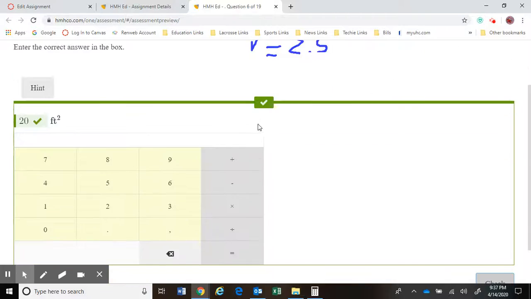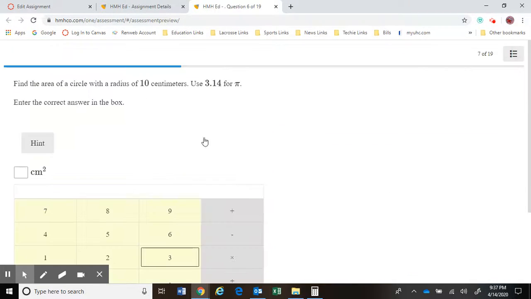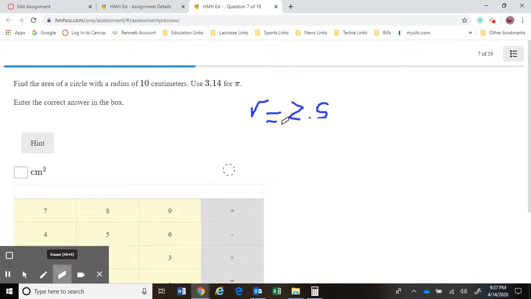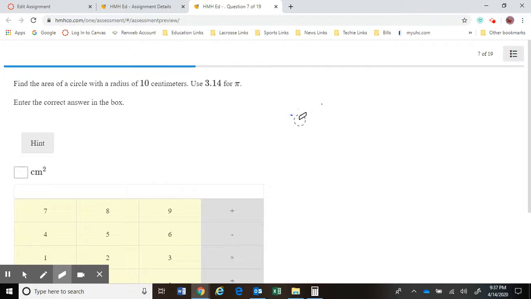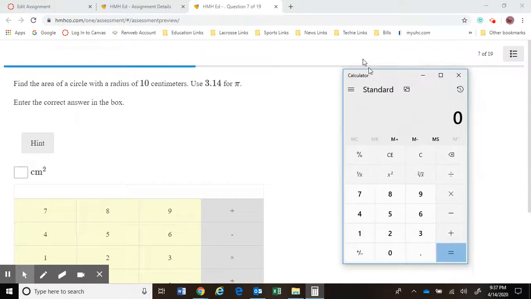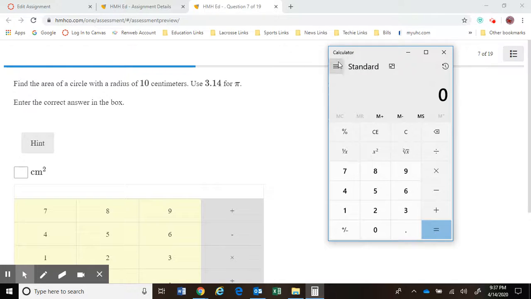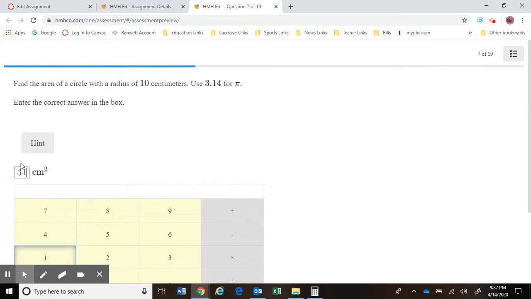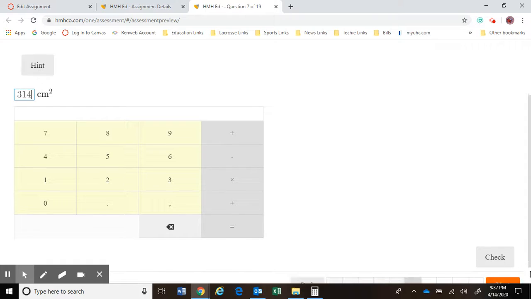All right. Now we got some mathy problems. Rapid speed. Okay, they gave me radius. Square it. Multiply by 3.14, right? So 10 squared is 100. Of course, you can go 10 times 10. So 10 times 10 times 3.14, 314. These are meant to be done in like 10 seconds.